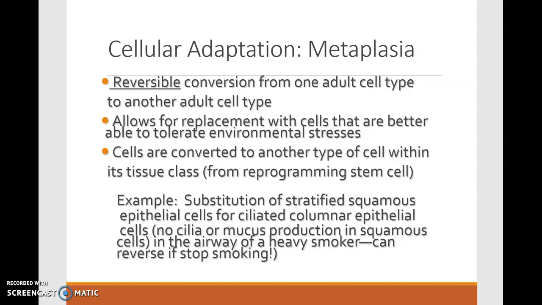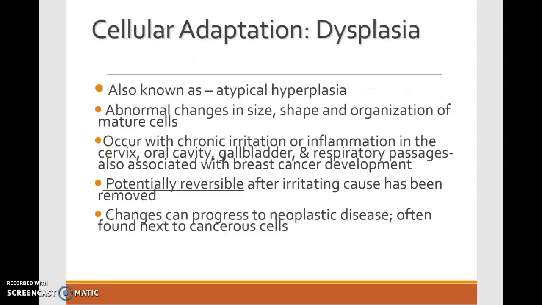And this is not particularly good because you need those cells to protect your airways and kind of move gunk up and out. So you're at increased risk of bronchitis and infections and things like that because you don't have those same cells. Now it's reversible. So if you quit smoking, then 2 weeks into it, you will start to have different cells come back. They will adapt back because you no longer have that stressor.